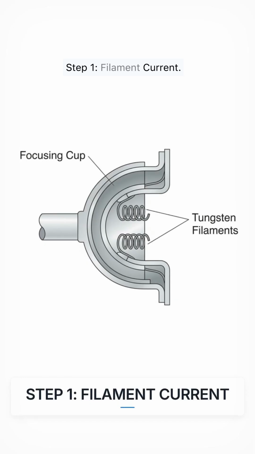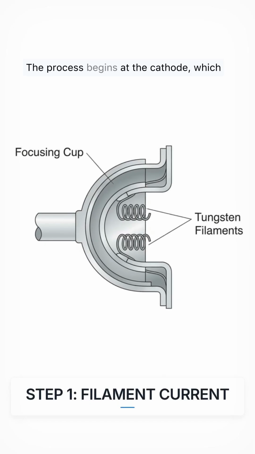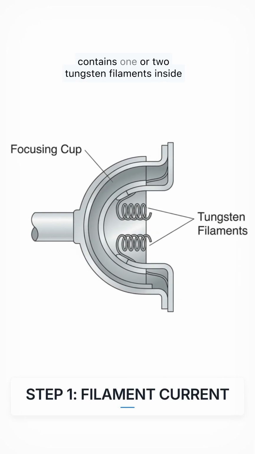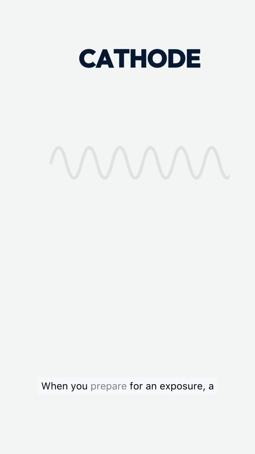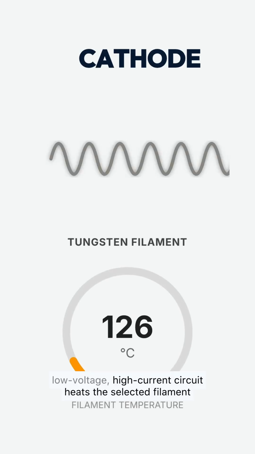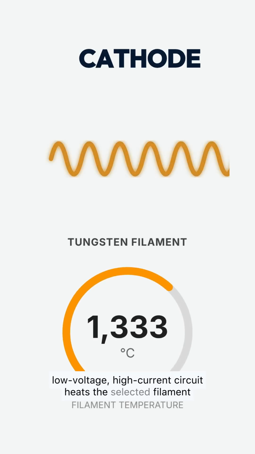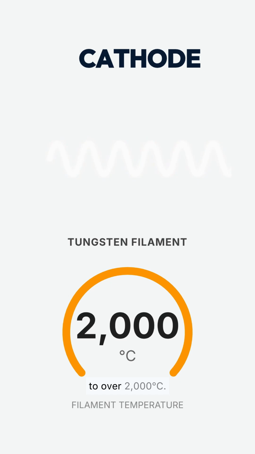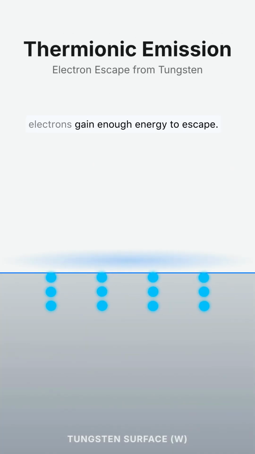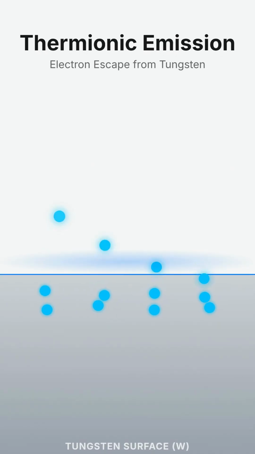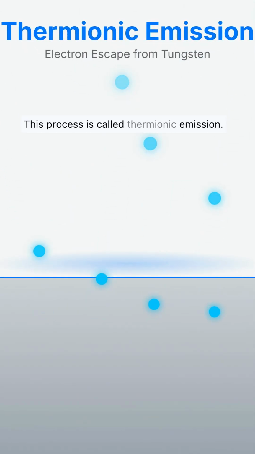Step 1. Filament current. The process begins at the cathode, which contains one or two tungsten filaments inside a focusing cup. When you prepare for an exposure, a low-voltage, high-current circuit heats the selected filament to over 2,000 degrees Celsius. As the filament heats up, its outer shell electrons gain enough energy to escape. This process is called thermionic emission. These free electrons form a negatively charged cloud around the filament called the space charge.